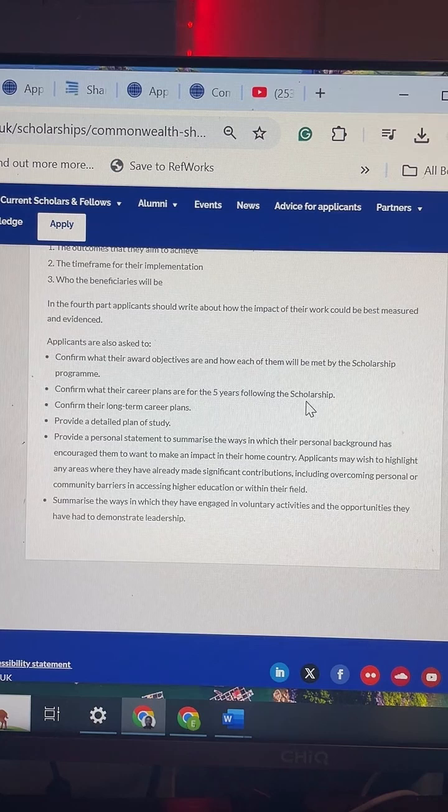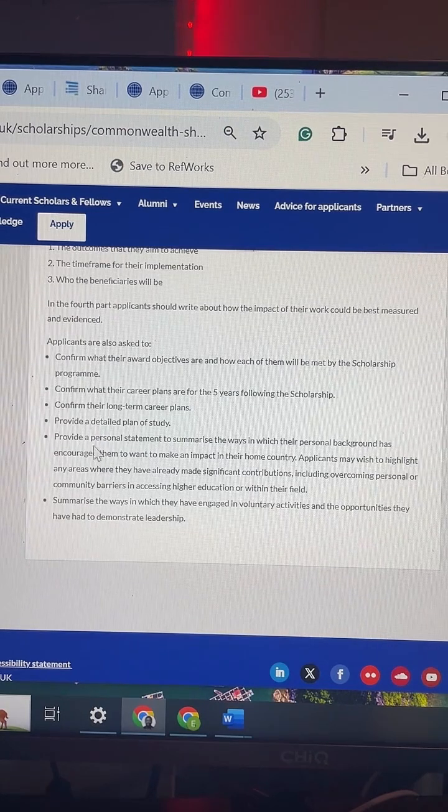So 5 years after your scholarship, what do you intend to do within those 5 years? We will look at an example of that, and then confirm their long-term career plans. After 5 to 10 years, 15 years, what do you intend to do? And then provide a detailed plan of study. How do you want to go about your study? Do you even know the course that you want to study? Are you aware of what skill, what knowledge you're going to gain in that course?